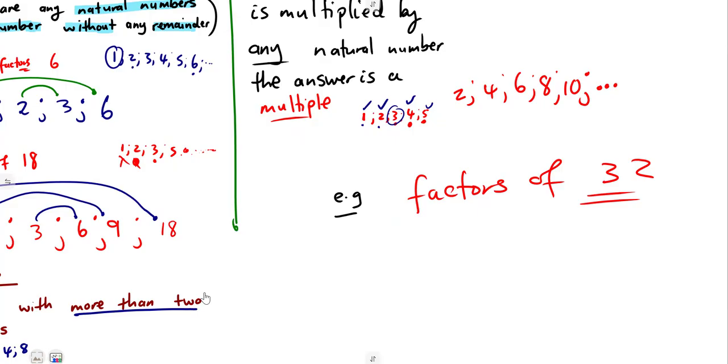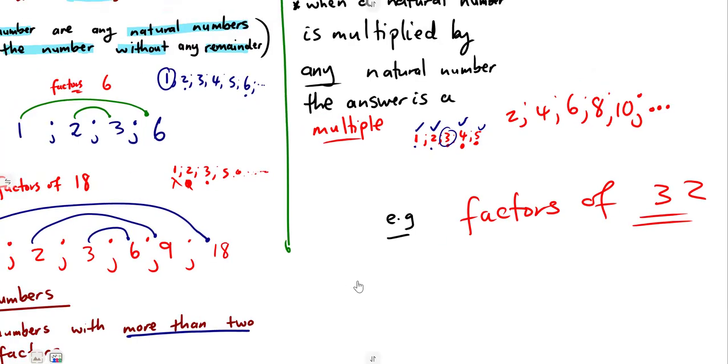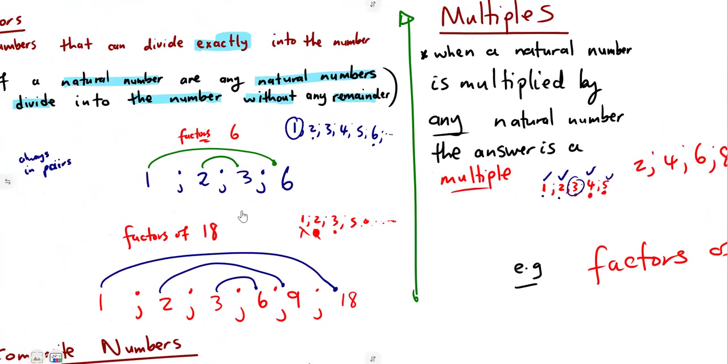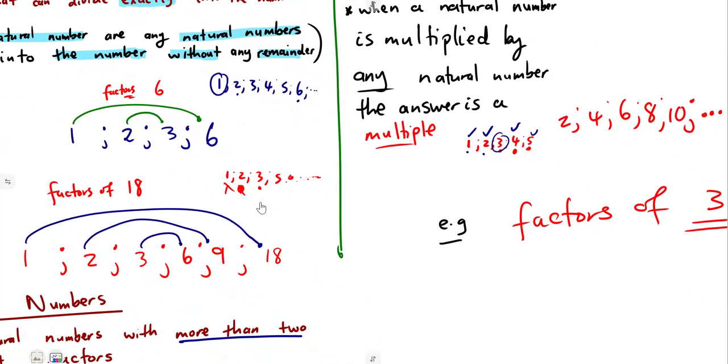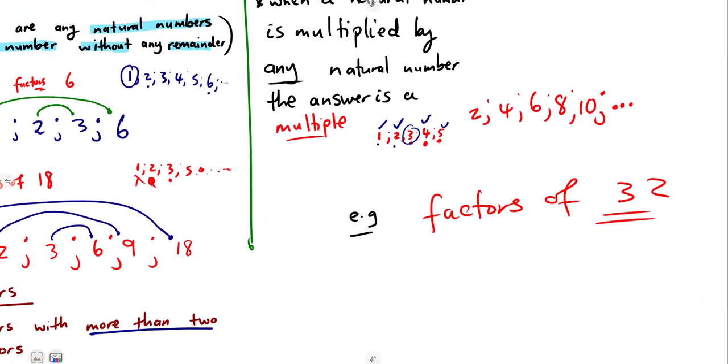Factors of what? 32. Okay. So let's consider here. Factors, we said we must divide exactly without any remainder. So it's simply by division, and they are in pairs. So simply divide from the natural numbers 1, 2, and so on. 32 divided by 1, that is 32. So 1 and 32. Those are factors, 1 and 32.